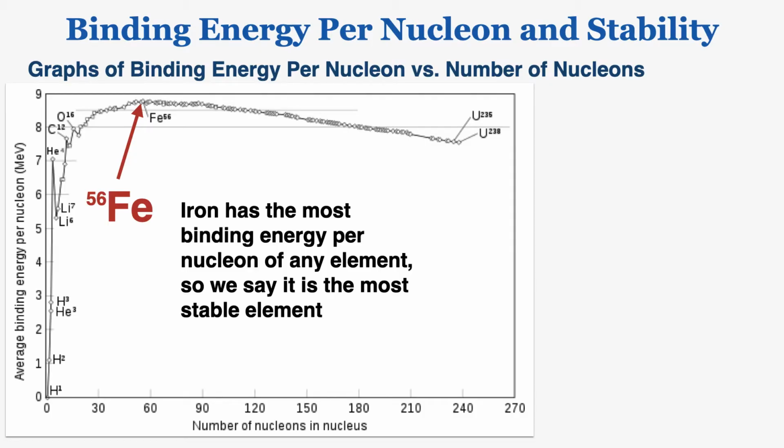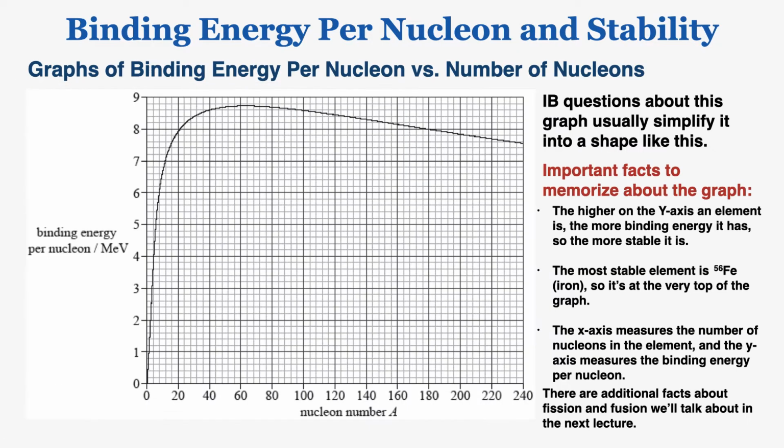And I can see that after iron, the binding energy per nucleon begins to drop off, and elements actually get more and more unstable. I can see that uranium-235 and 238 at the very end are actually relatively unstable compared to iron. IB questions about this graph usually simplify it into a shape like this. So instead of that complex jagged structure, it's just a simple curve that looks like this. So this is how it usually appears in IB tests and textbooks.